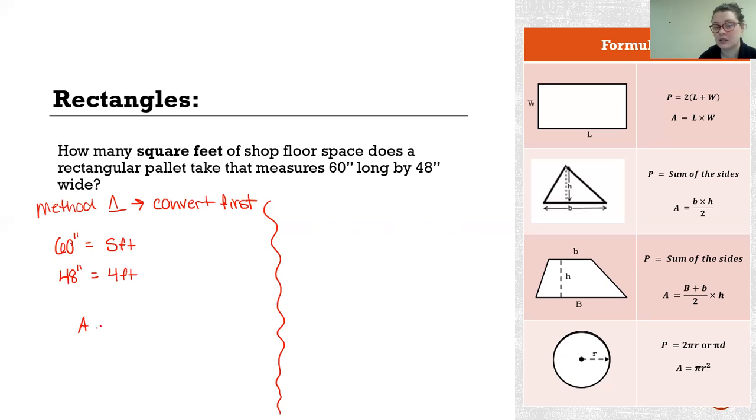So the area is equal to our length of 5 times the width of 4. We're putting feet in, so we're going to get feet out. 5 times 4 is 20 square feet. You'll notice I'm switching back and forth between the different ways you can see it written. All right, method 2. We're going to convert last.